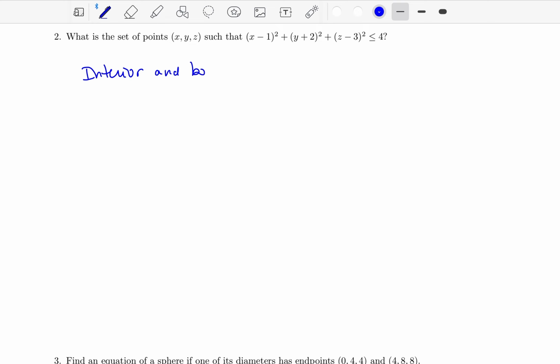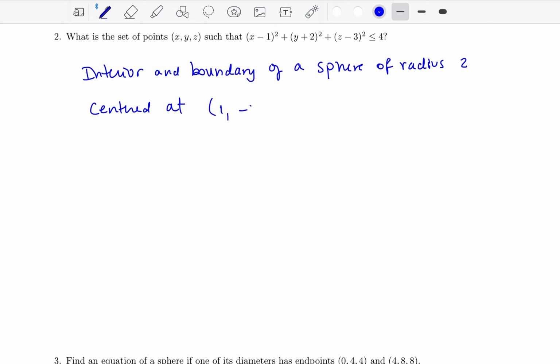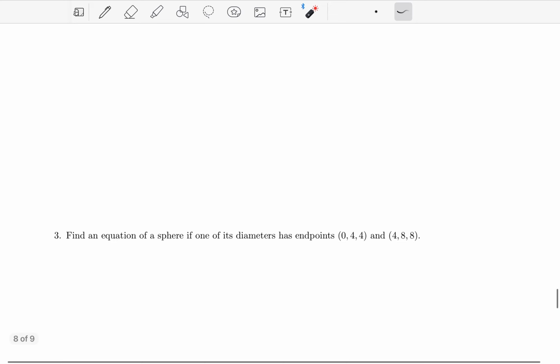So this is the interior and the boundary of a sphere of radius 2 centered at 1, -2, 3. Keep in mind that the formula has a negative. So if I'm adding here, I have to think about it like y minus -2. So the y component of the center is actually -2. I have one more example and then I'll call it a day.